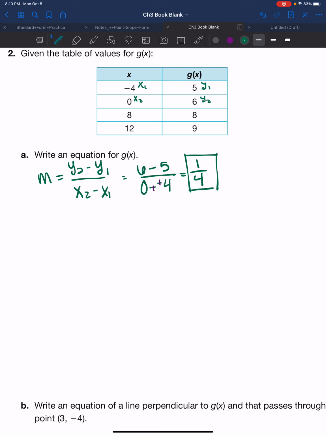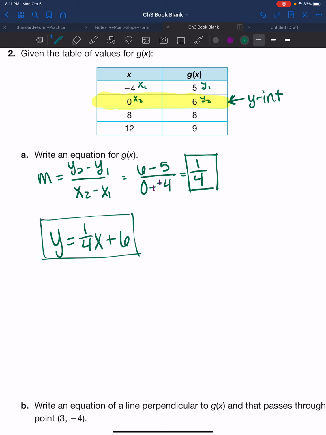Now we're not done yet. I know that's going to be y equals 1/4 x, but I need to think about my y-intercept, because that would finish my equation. Well, when we have an x value of 0, that is where we will find a y-intercept on our graph. So the y-intercept for this one is at 6. So there's our equation for this line from the table for g of x.